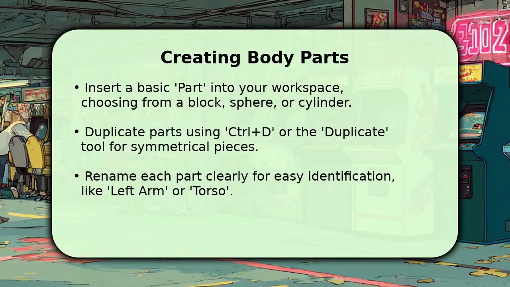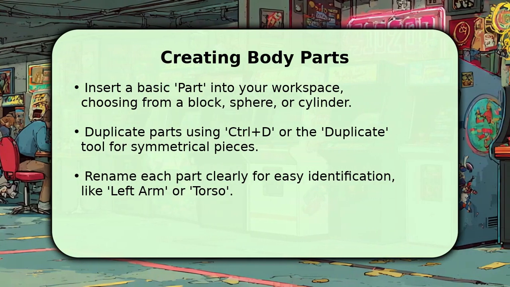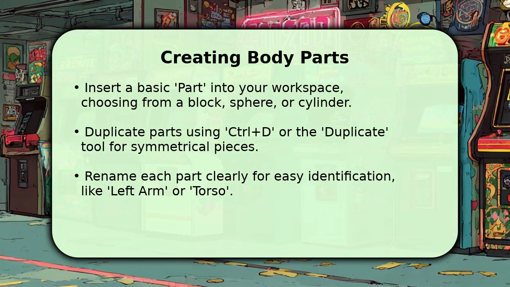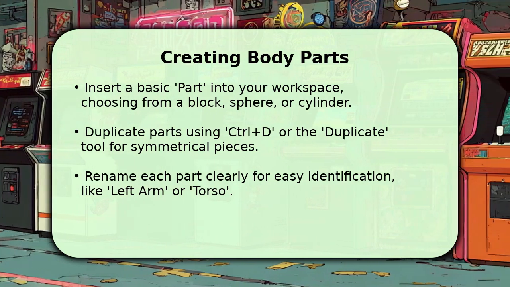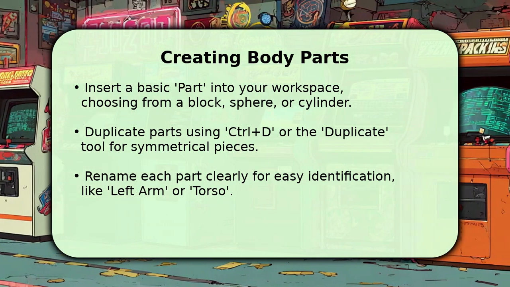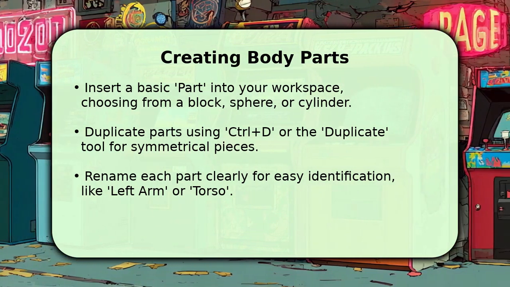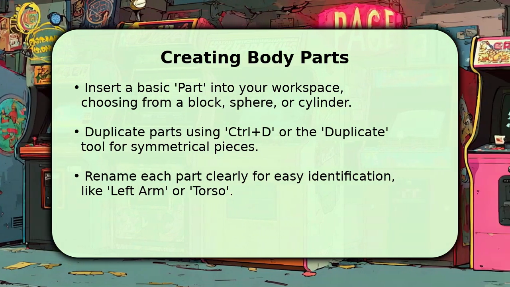Now, let's create the fundamental shapes for your body. From the Model tab, click Part to add a basic block to your workspace. You can then change its shape to a sphere or cylinder as needed. Duplicate these initial parts to easily create symmetrical body sections, ensuring a balanced design. Remember to rename each piece, perhaps calling it left leg or head for better organization.